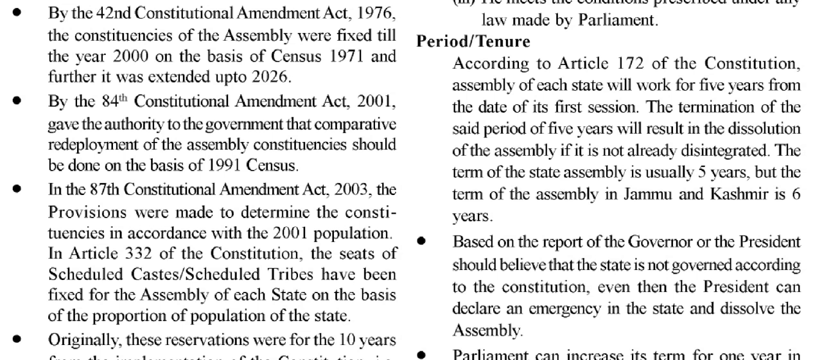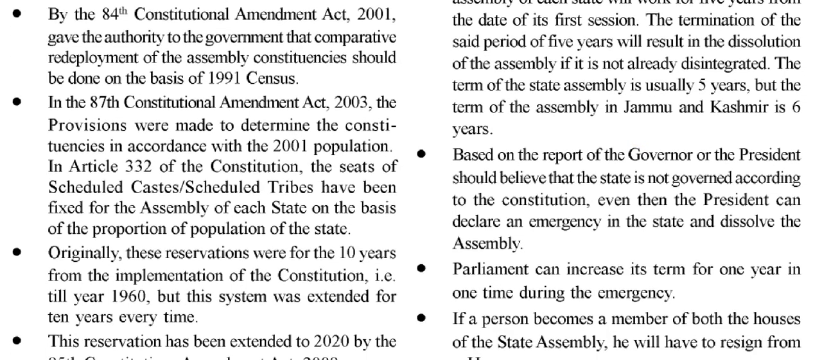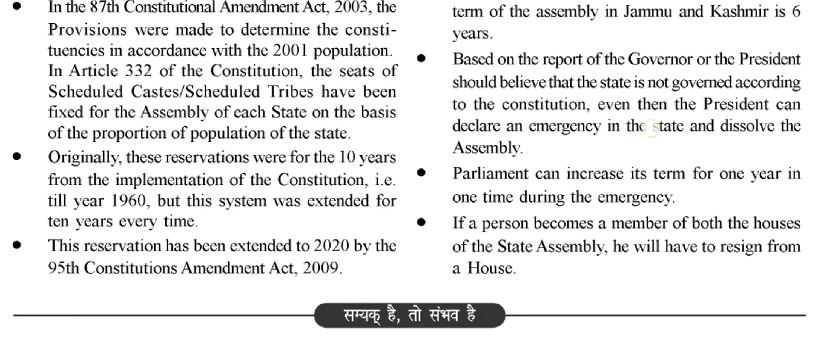In Article 332 of the Constitution, the seats of scheduled castes and scheduled tribes have been fixed for the assembly of each state on the basis of the proportion of population of the state. Originally, these reservations were for 10 years from the implementation of the Constitution, i.e. till 1960, but this system was extended for 10 years every time. This reservation has been extended to 2020 by the 95th Constitution Amendment Act 2009.